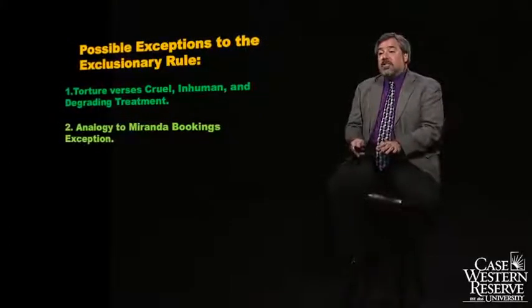Now, here's how it works in the United States. In the U.S., you have this Miranda warning. And if you're not given it, if you're not told that you have the right to remain silent, the right to a lawyer, that anything you say could be used against you, that if you can't afford a lawyer, one can be given to you free of charge.